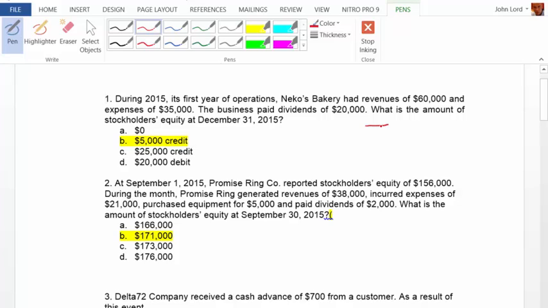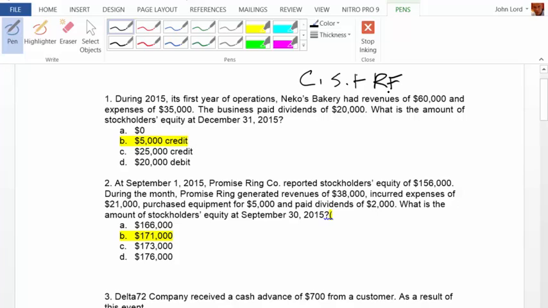Okay, all right, good. So let's take a look at this one. We say that this Nico Bakery had revenues of 60,000, expenses of 35,000, and paid dividends of 20,000. What is their stockholders' equity? Now, we know that stockholders' equity is what? What's inside stockholders' equity? It's common stock plus retained earnings, isn't it?